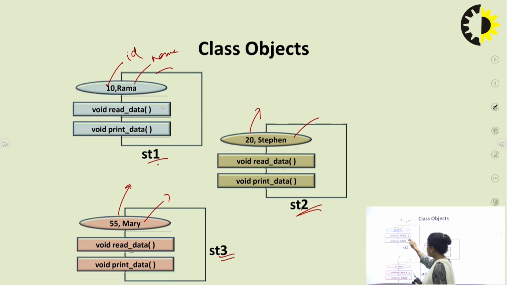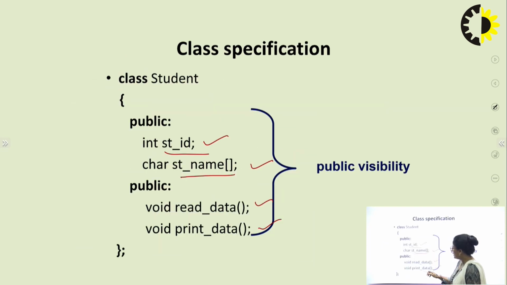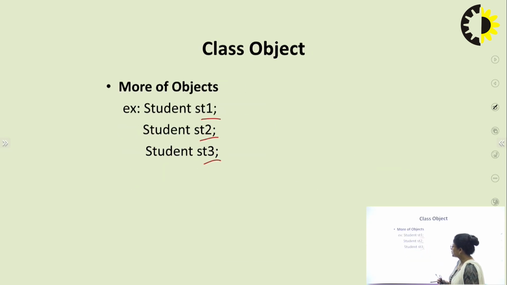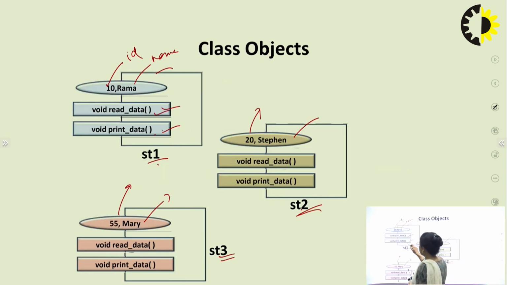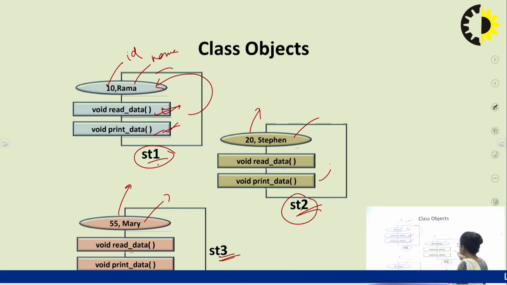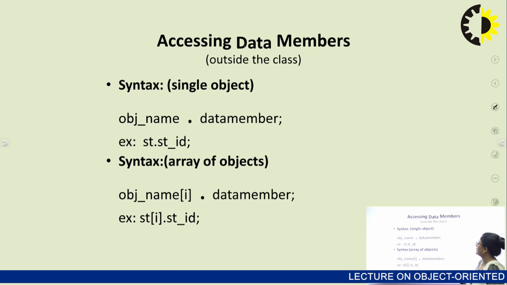And for each of these objects, we have the member functions. If you remember, the member functions were read data and print data. Each of these objects has access to the member functions read data and print data. In case of st1, these member functions will be accessing the data 10 and Rama. In case of st2, they will be accessing the data Stephen and 20 and so on. This is how things work out in case of classes and objects.